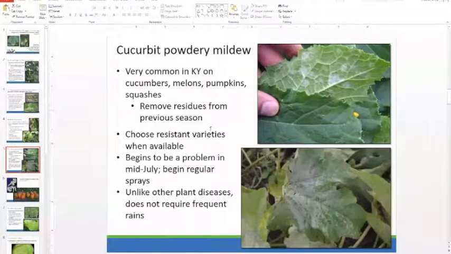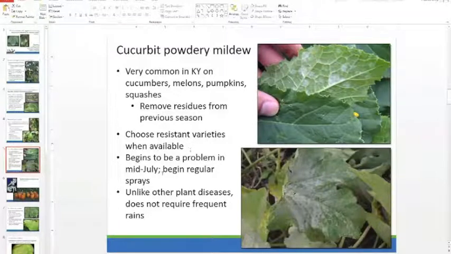Powdery mildew causes us issues in the vining crops. It's very common in cucumbers, squashes, and most particularly in pumpkins. In rainy seasons, we'll see the powdery sporulation occurring on the lower sides of the leaves. Under drier conditions, we'll see sporulation on the tops of the leaves. The pathogen that causes powdery mildew on the vining crops does overwinter here in Kentucky, and so residues from previous seasons can have influence on initial disease pressure. We recommend choosing resistant varieties whenever they're available.